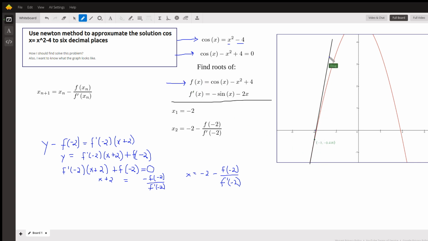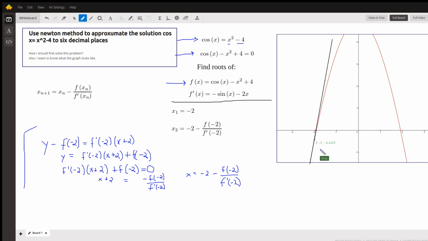And that's what this red graph is. It's the graph of cosine of x minus x squared plus 4. It sort of looks like a parabola, but it really isn't a parabola. And so I'm going to try to give you an idea here of how and why Newton's method works.